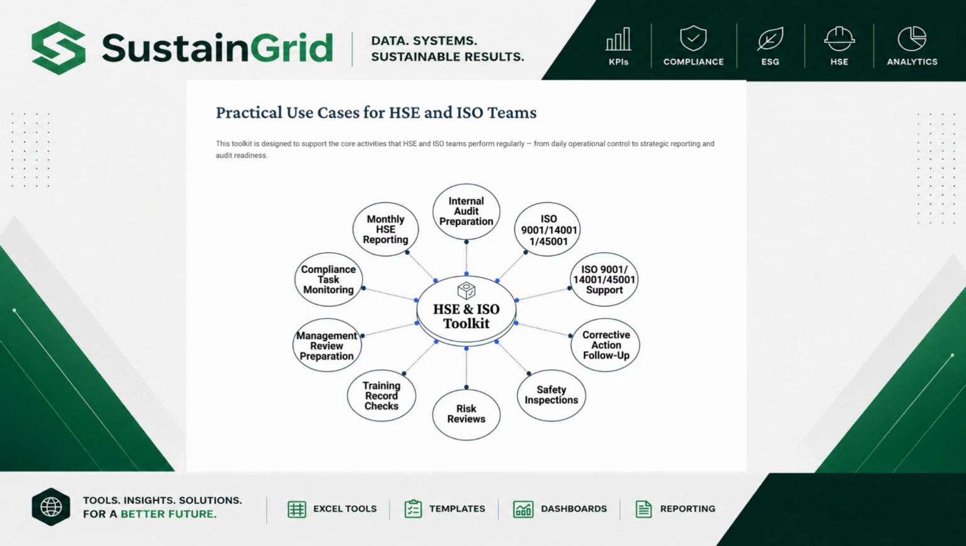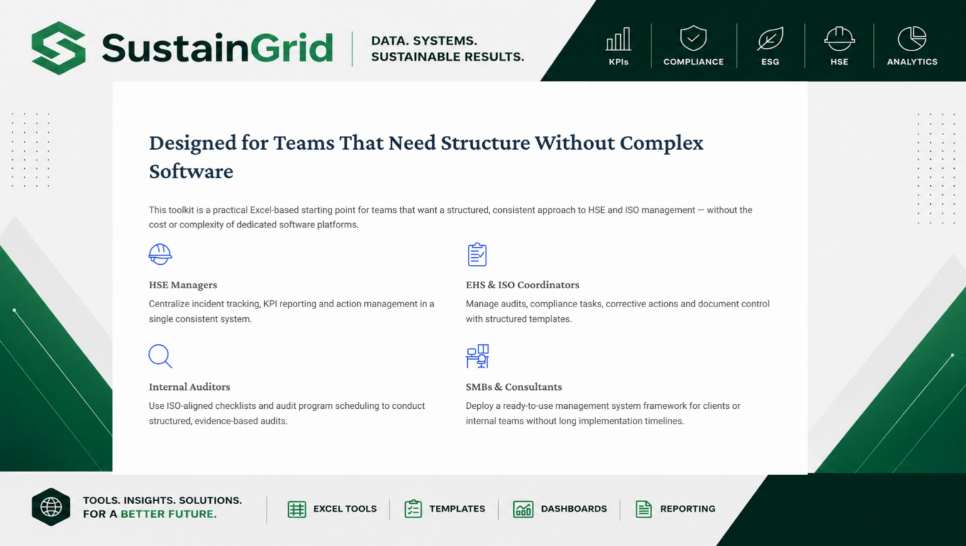This toolkit is designed for practical HSE and ISO work. It can support monthly HSE reporting, internal audit preparation, ISO 9001, ISO 14001, and ISO 45001 activities, corrective action follow-up, safety inspections, risk reviews, training record checks, compliance monitoring, and management review preparation. The main value is that these activities are organized in one consistent Excel-based structure instead of being managed through disconnected files. The toolkit is built for teams that need structure without implementing complex software.